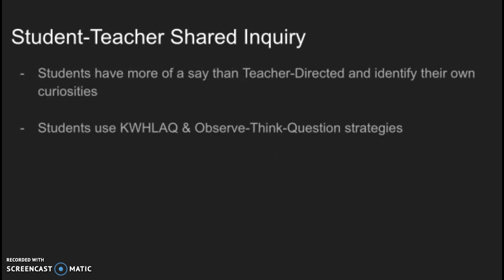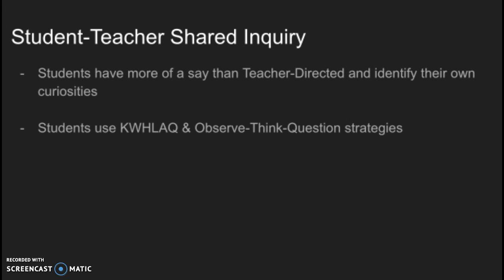Eventually, teacher-directed inquiry should hopefully or could potentially develop into student-teacher shared inquiry. So here the teacher is taking a step back and students become more of a presence. They are able to do that by identifying their own curiosities, whereas previously in the teacher-directed model, the teacher was really coming up with those initial questions.